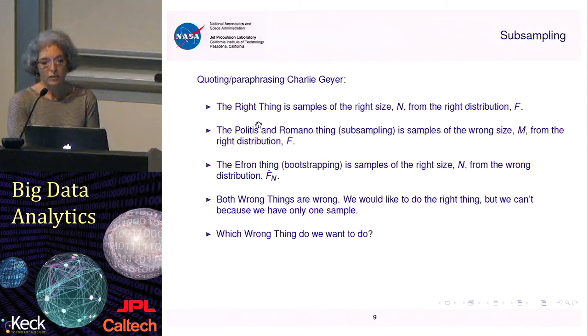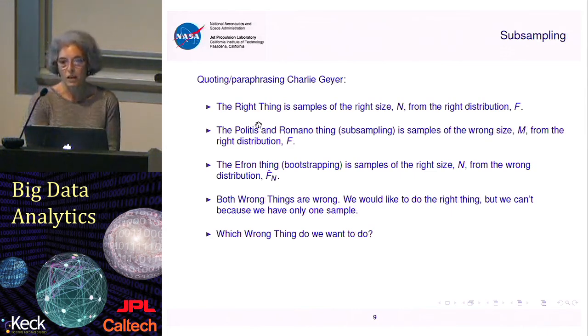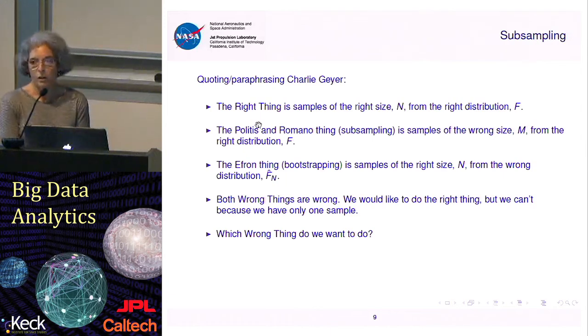We would like to do the right thing, but we can't because we really only have one sample at our disposal. So which wrong thing do we want to do? And that goes to the comment of it really depends on what your problem is, whether you care more about bias or more about variance.